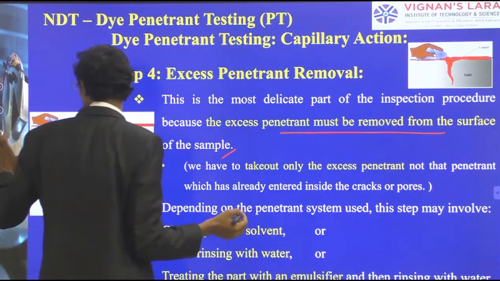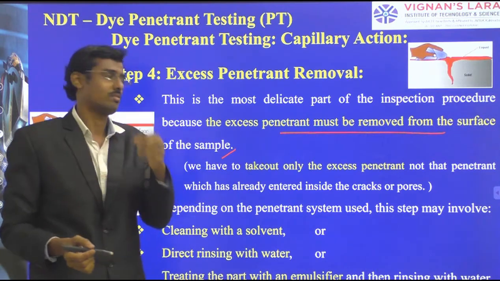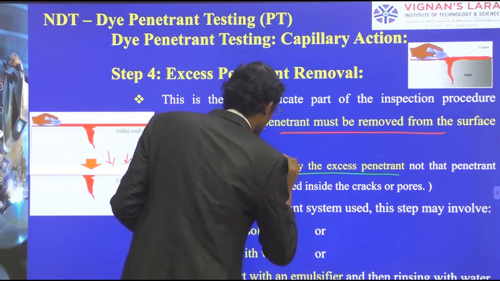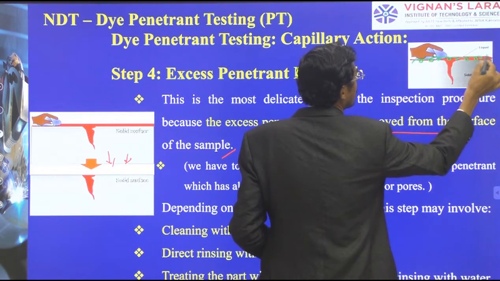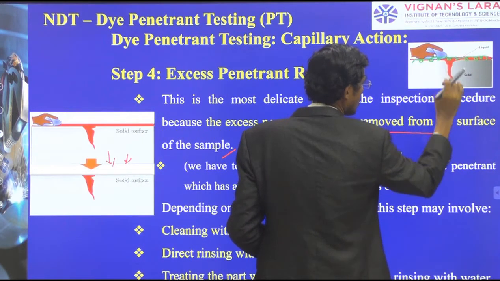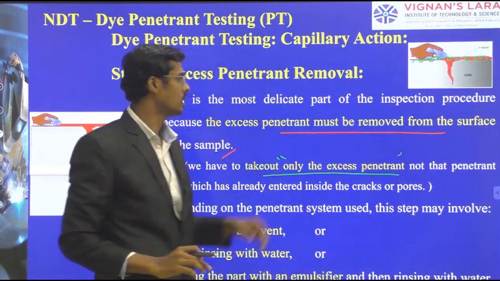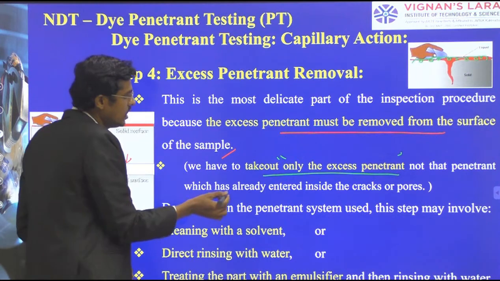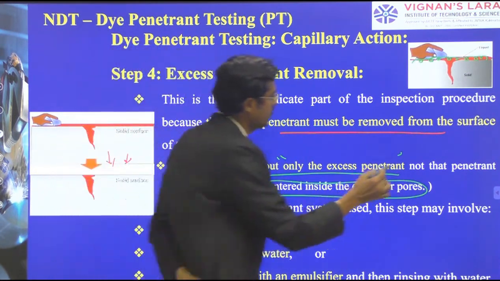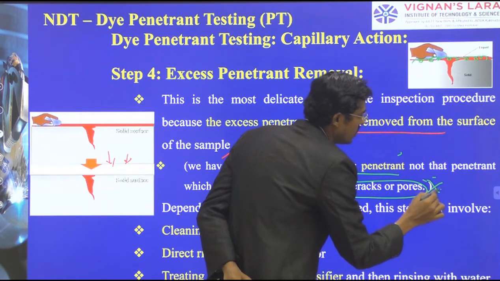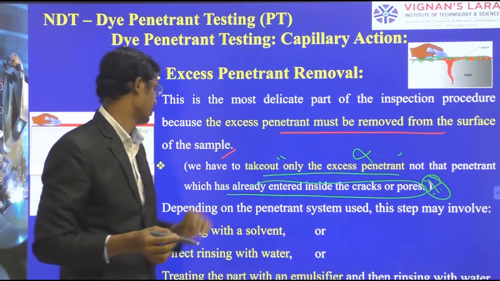So what happens now? We have to take out only the excess penetrant. What is excess penetrant? It's what is available on the surface. Not this one, which is inside the crack. We want to take out only the excess, not the penetrant which has already entered inside the cracks. This is important, this we need. This we do not need, so only that we are removing.